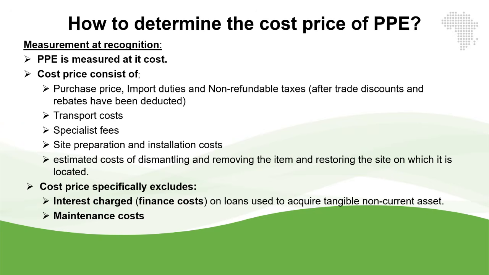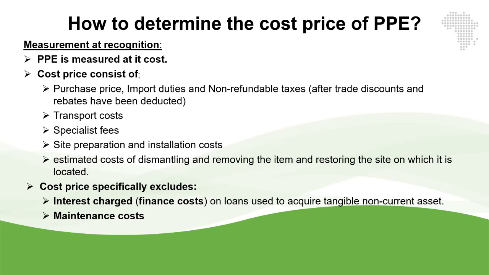Then another important thing that we need to know now. So we have an understanding of what is property, plant, and equipment. Now we need to determine the cost price of PPE. So measurement at recognition. So when you buy that particular asset, now we need to know what the cost is. For us to be able to record it in our books in the business, we need to know what is the cost of that property, plant, and equipment. And the cost price of the property, plant, and equipment consists of the purchase price, the import duties that we have paid, and the non-refundable taxes that we have paid.